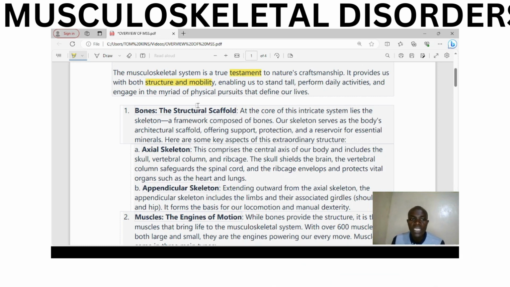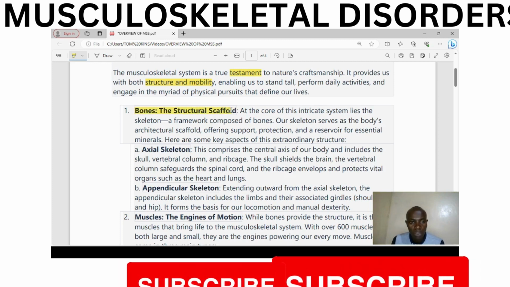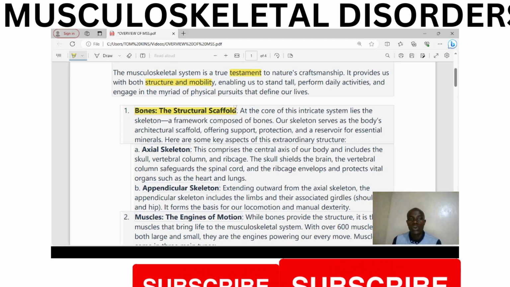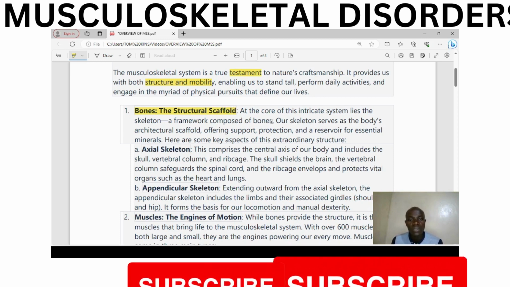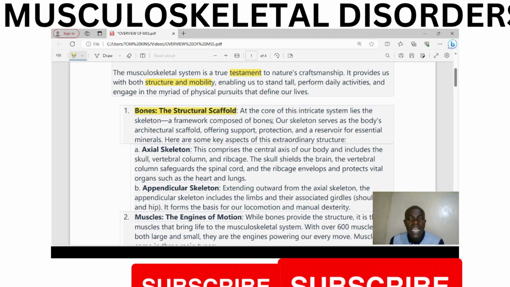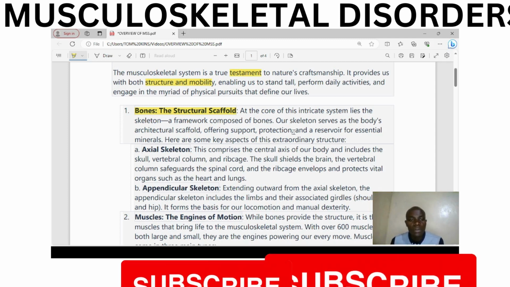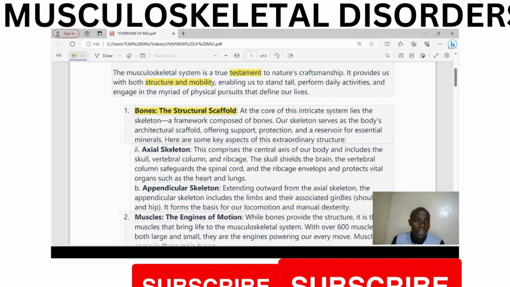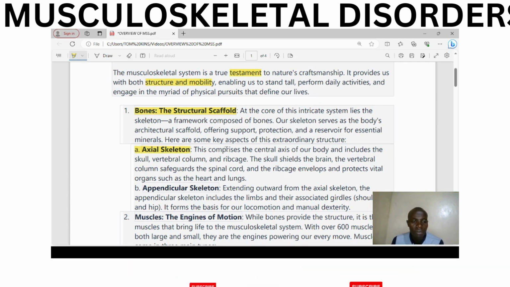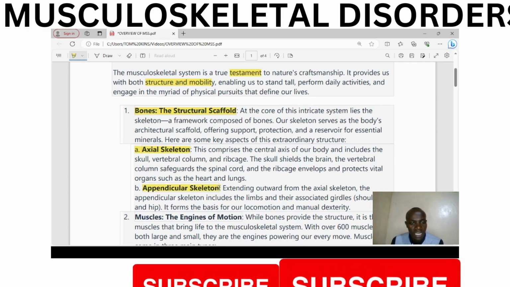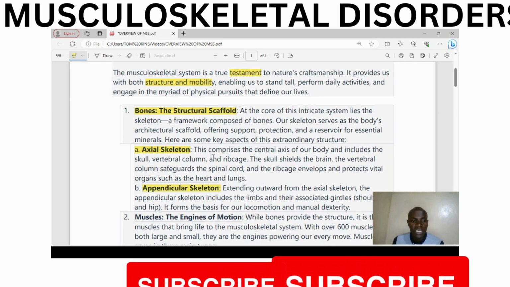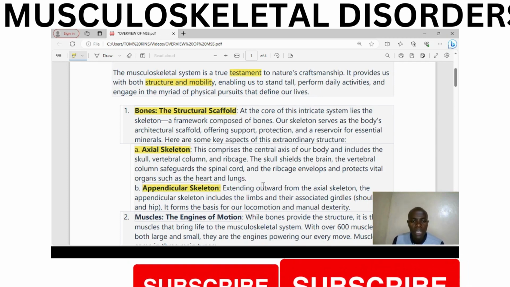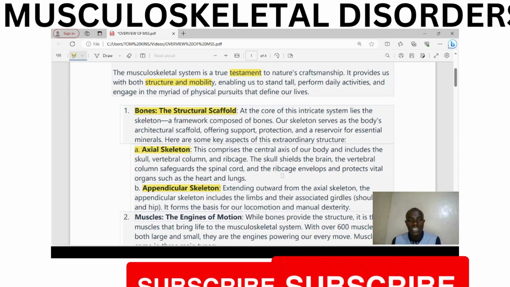So the major components include, number one, the bones, which form the structural framework. Our skeleton serves as the body's architectural scaffold that offers support, protection, and a reservoir for essential minerals. We have the axial skeleton that consists of 80 bones and the appendicular skeleton that consists of 126 bones. Together, they make 206 bones in an adult skeleton.